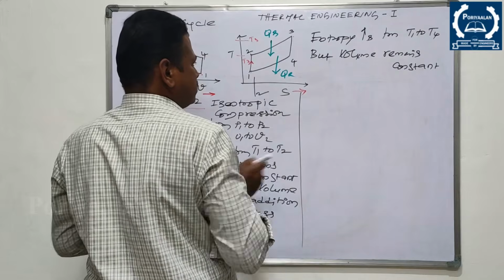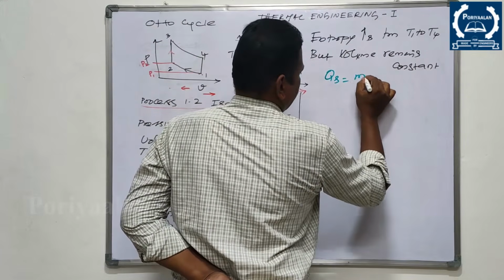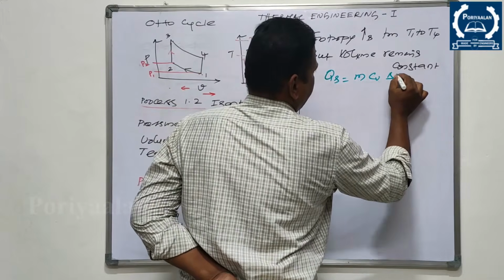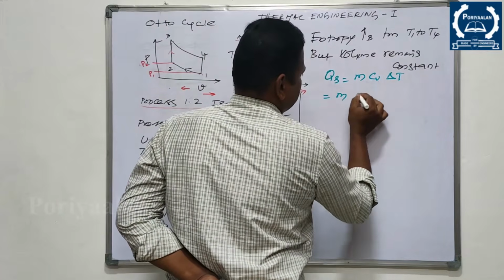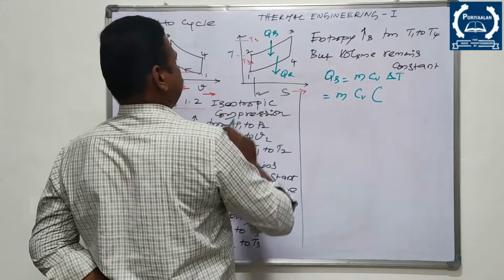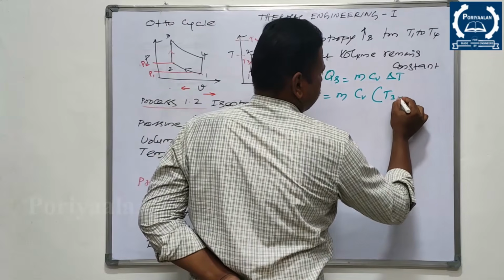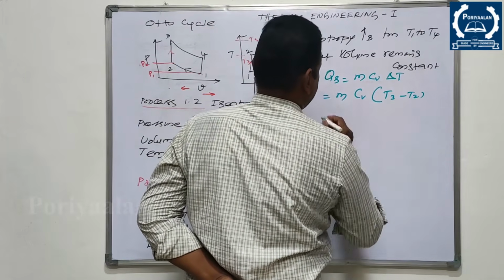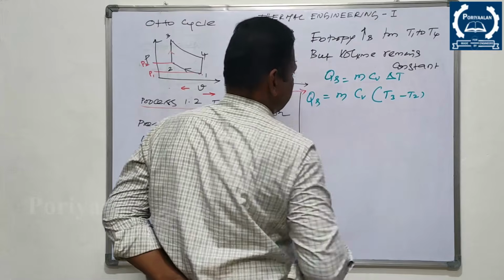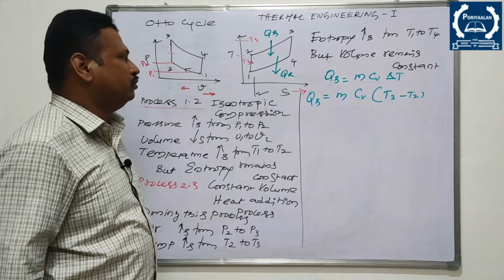So we have to find out the heat supplied during this process, right? Generally the formula is m Cv delta T. Qs equals m Cv delta T. So mass, specific heat at constant volume, delta T stands for the temperature difference during the process 2 to 3, m Cv into T3 minus T2. Heat supplied during this process is m Cv into T3 minus T2.